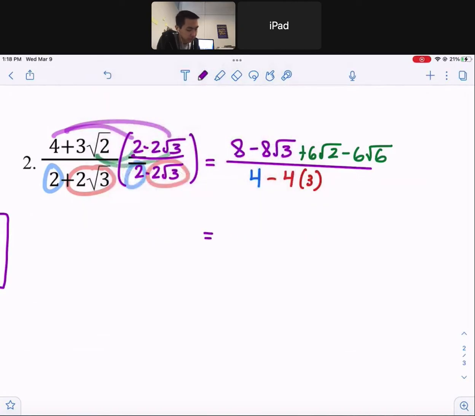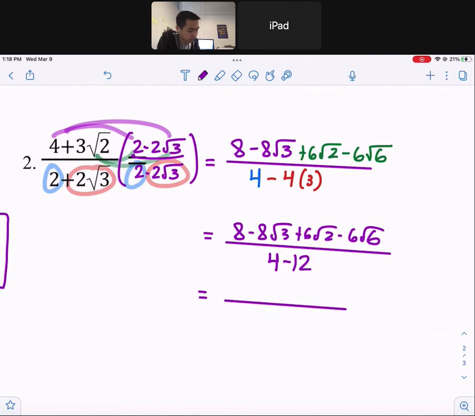You guys simplify this. We get 8 minus 8 rad 3 plus 6 rad 2 minus 6 rad 6. None of that can combine. All over 4 minus 12. So 4 minus 12, you guys, is just negative 8.